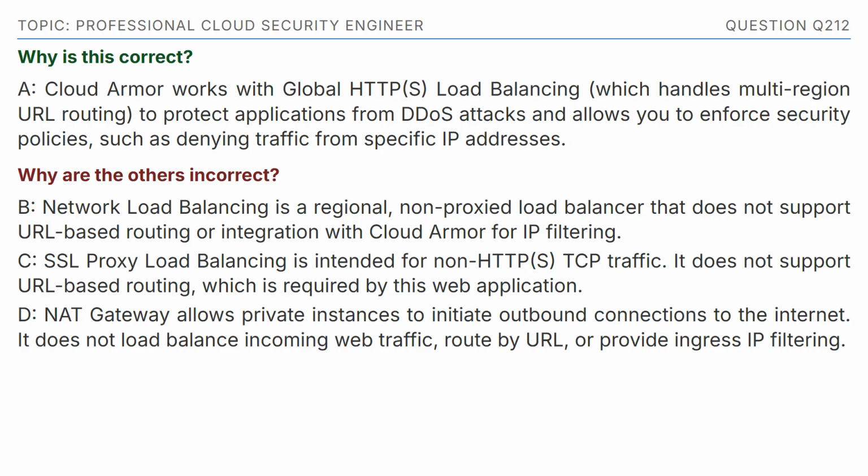B. Network Load Balancing is a regional, non-proxied load balancer that does not support URL-based routing or integration with Cloud Armor for IP filtering. C. SSL Proxy Load Balancing is intended for non-HTTPS TCP traffic. It does not support URL-based routing, which is required by this web application. D. NAT Gateway allows private instances to initiate outbound connections to the internet. It does not load balance incoming web traffic, route by URL, or provide ingress IP filtering.